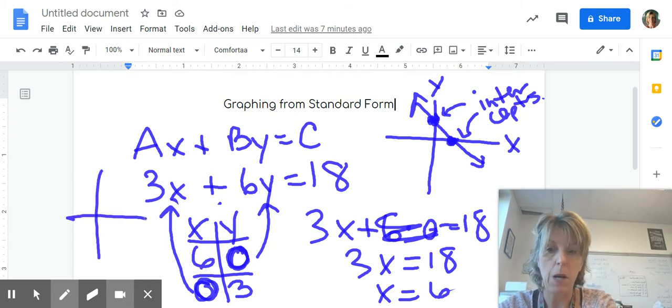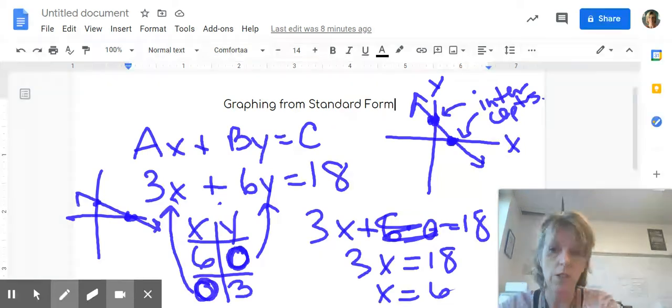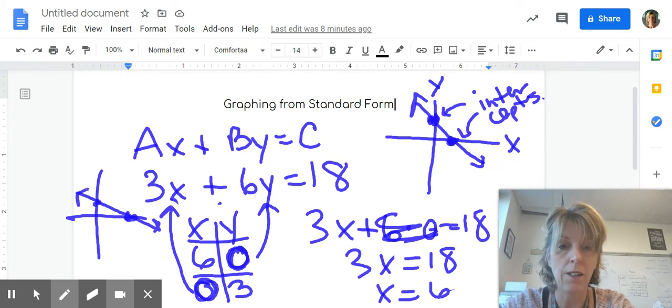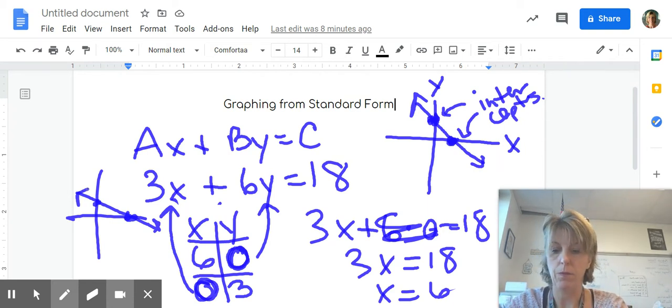Because from my graph, I'm going to go where x is 6, which is going to be about here, and where y is 3, it's going to be about there, and I can graph my line, it's going to look something like that. All right, let's take a look at a couple of other examples.